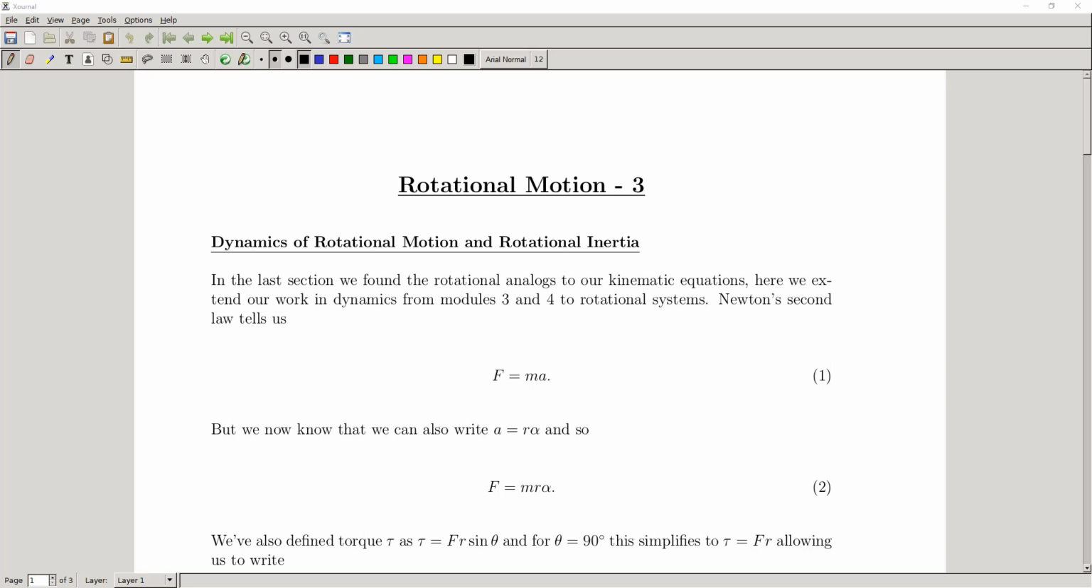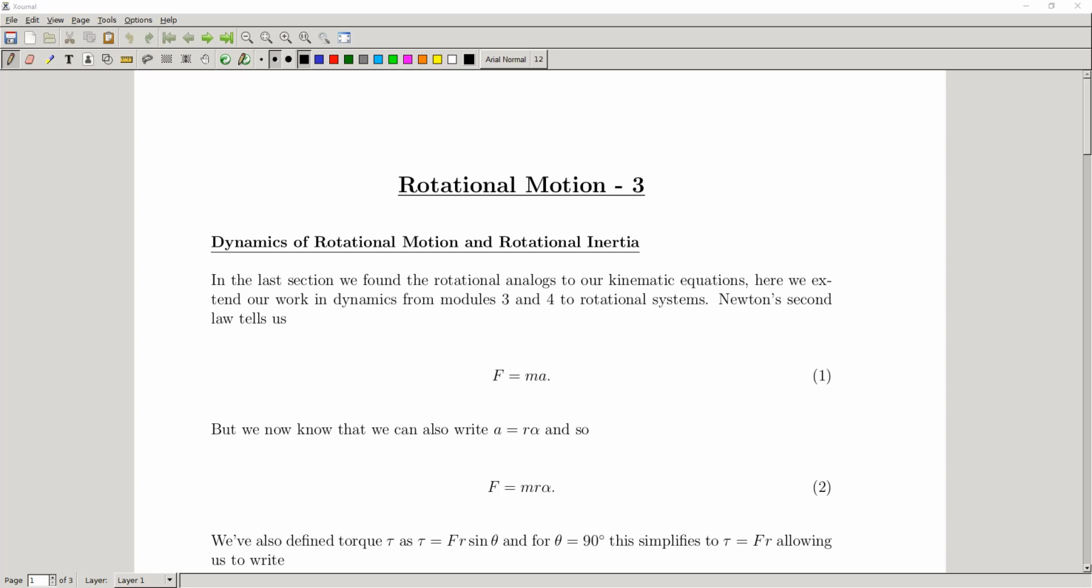But our focus for this video is going to be taking the ideas that we developed in dynamics, in modules 3 and 4, where we talk about forces and friction and things like that, taking those ideas and expanding them and seeing if we can use them in this rotational context. Okay, so let's start off by looking at our very widely used Newton's second law.